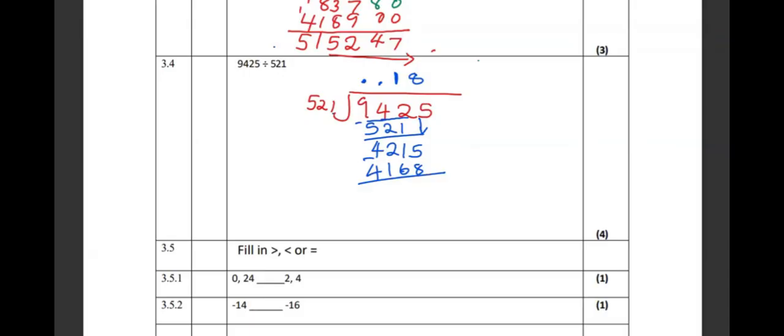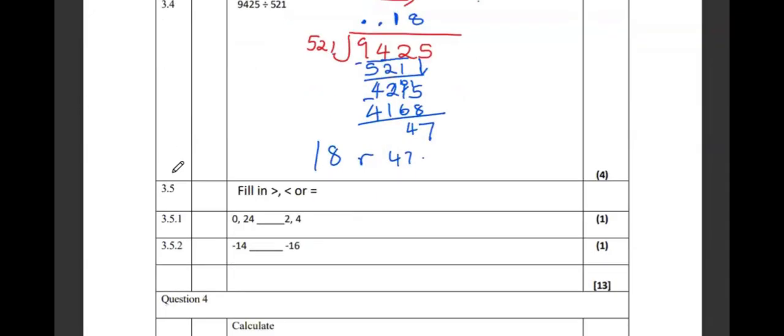Okay, so we need to borrow. This is 15, so that's a 7. That's a 0, which means it's a 4. So you're going to have 18 whole numbers, remainder 47. Okay, so that is what we do with that long division.